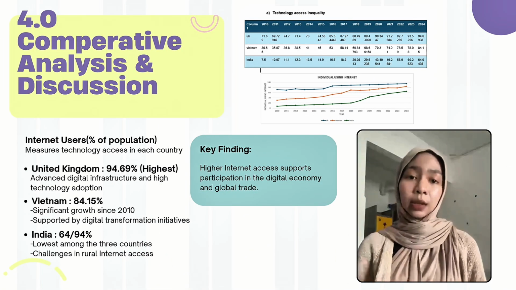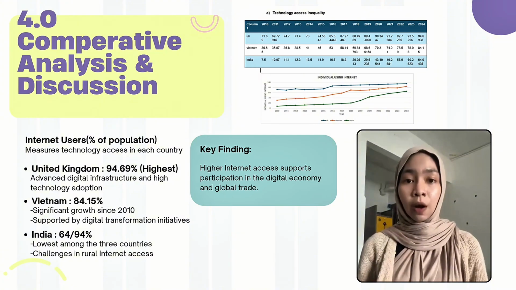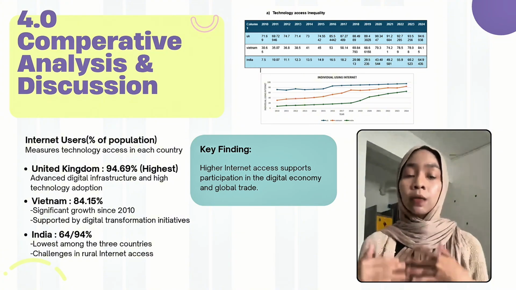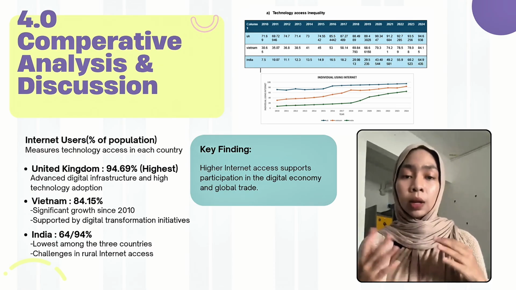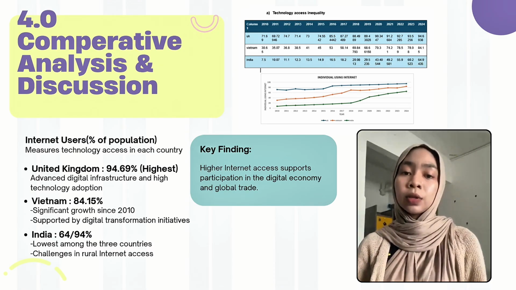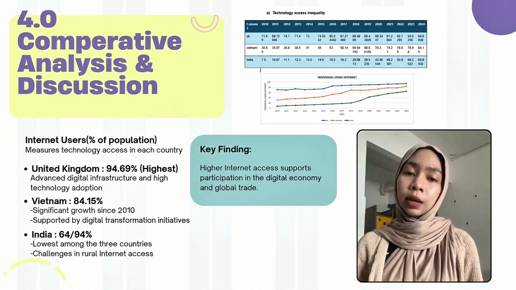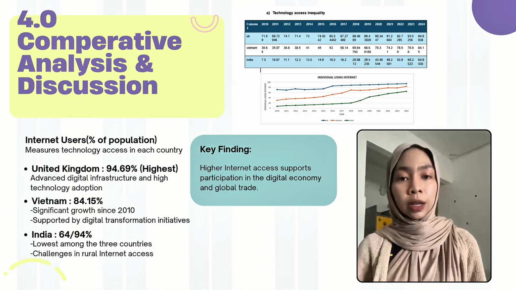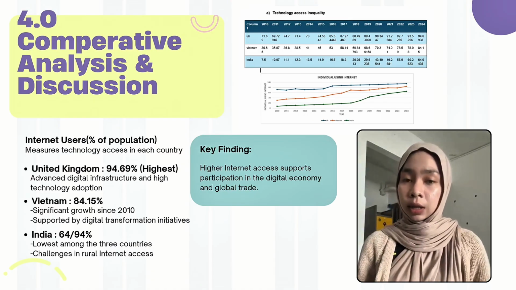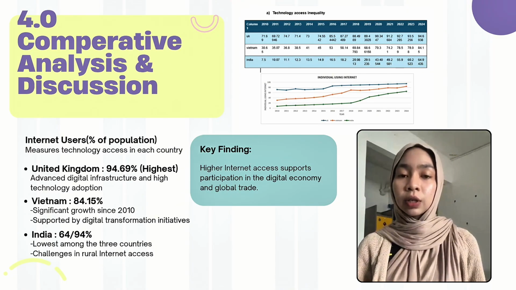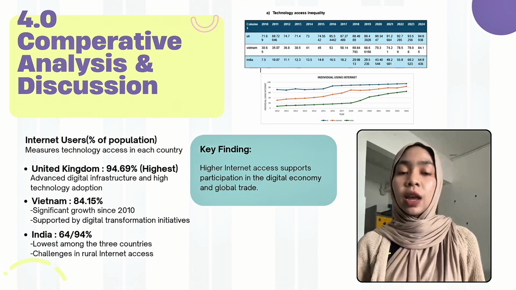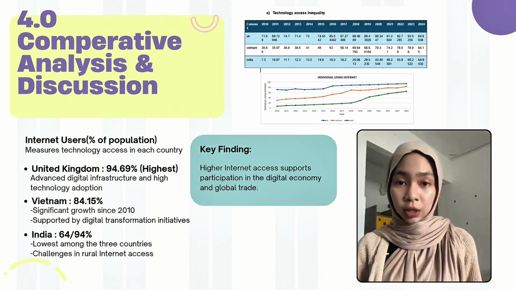For the first indicator, we examine internet users as a percentage of the population, which measures the level of technology access in each country. Based on World Bank data, the United Kingdom recorded the highest internet penetration rate, 94.69%. This indicates that almost the entire population has access to the internet. The high percentage reflects the country's advanced digital infrastructure, strong investment in technology, and widespread digital adoption.